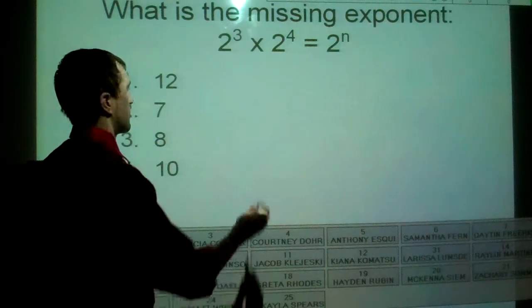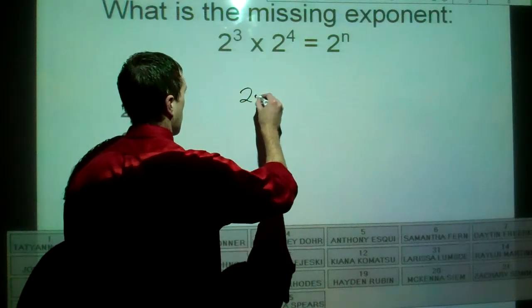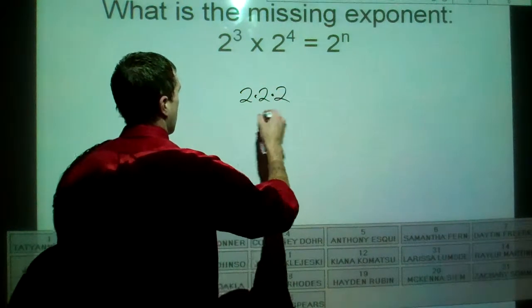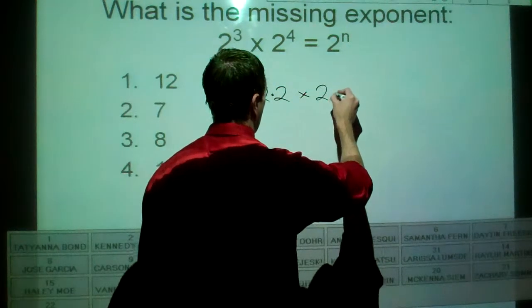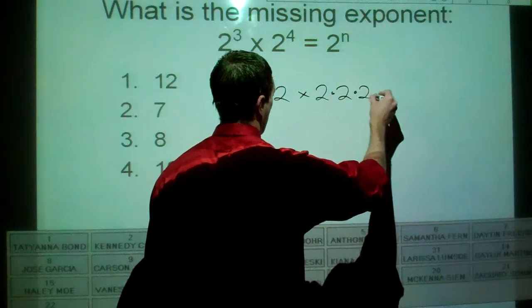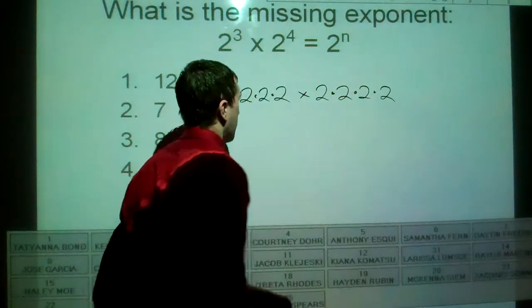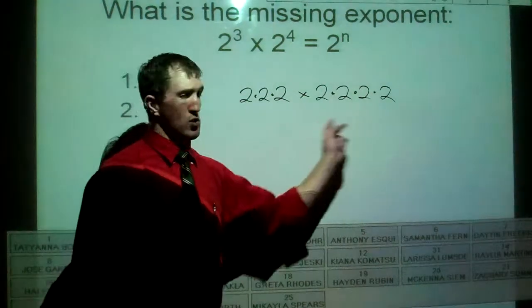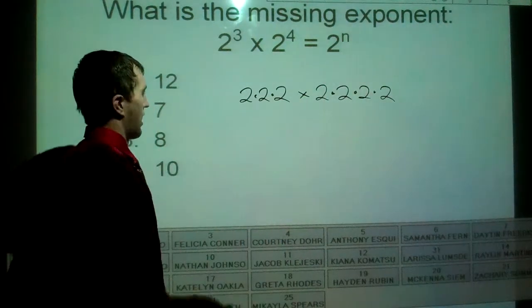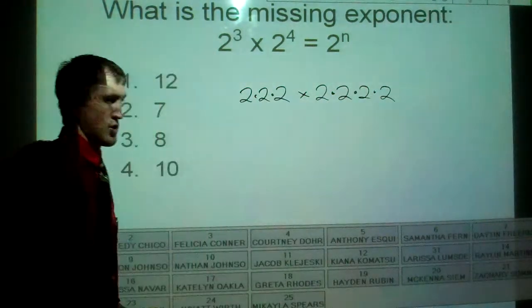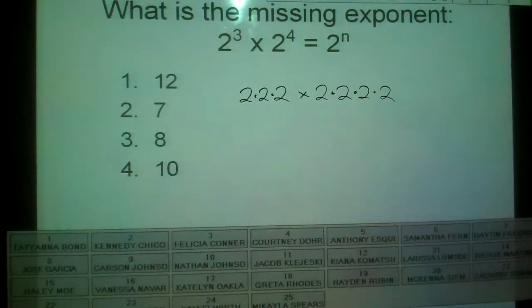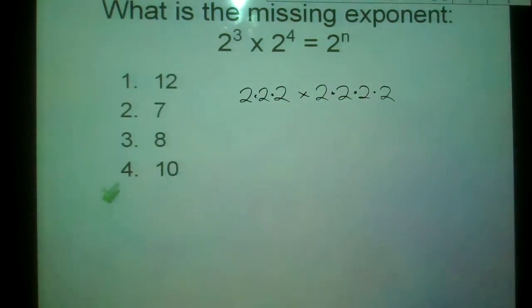2 to the third means 2 times 2 times 2. And 2 to the fourth means 2 times 2 times 2 times 2. Alright? So we have all of these 2's being multiplied together. How many do we have? Well, we've got 1, 2, 3, 4, 5, 6, 7. 7 2's are being multiplied together. So that actually means 2 to the 7th power. So n would be 7. So this is actually 2 to the 7th.